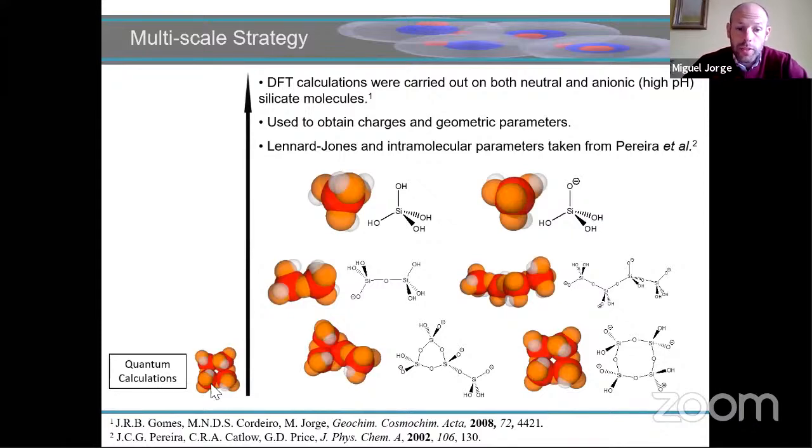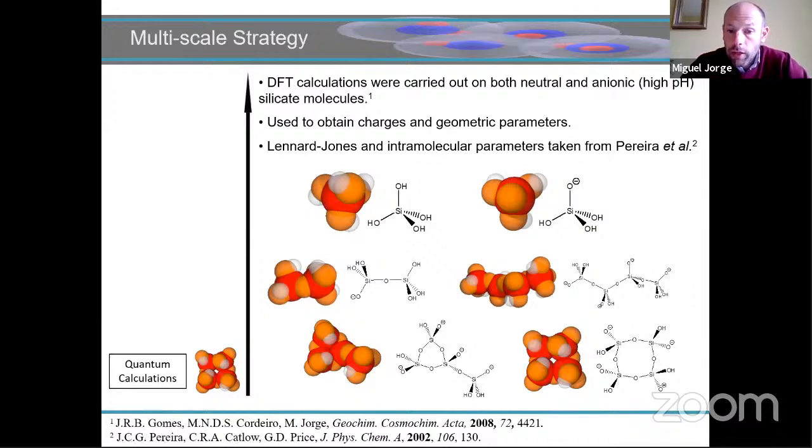As I told you, we started from quantum calculations. We started this work in a very good collaboration with my colleague José Gomes at the University of Aveiro in Portugal, back in 2008, when I was still working in Portugal. We started off by doing quantum calculations on silicates to develop a new model for silicate species in solution.